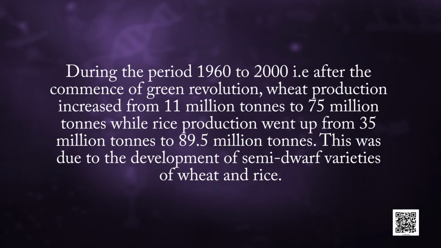Let us discuss some high yielding varieties of wheat, rice, sugarcane and millet. Wheat and rice. During the period 1960 to 2000, that is after the commencement of the Green Revolution, wheat production increased from 11 million tons to 75 million tons, while rice production went up from 35 million tons to 89.5 million tons. This was due to the development of semi-dwarf varieties of wheat and rice.